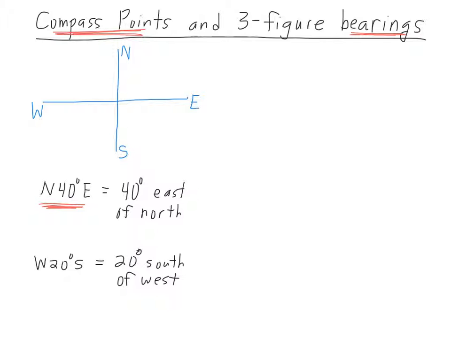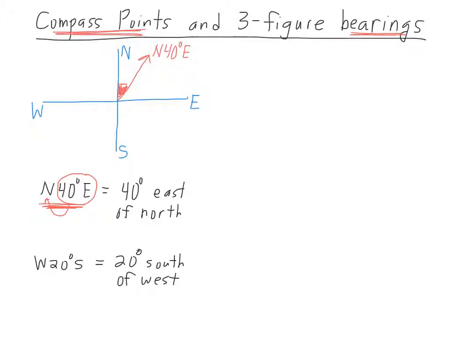So you kind of work backwards here. You look at this part first. It's 40 degrees east and then of the first part. So if we were to draw this up above here, 40 degrees east of north would be this angle inside here. So this is what we mean by north 40 degrees east. So it's 40 degrees east of north.